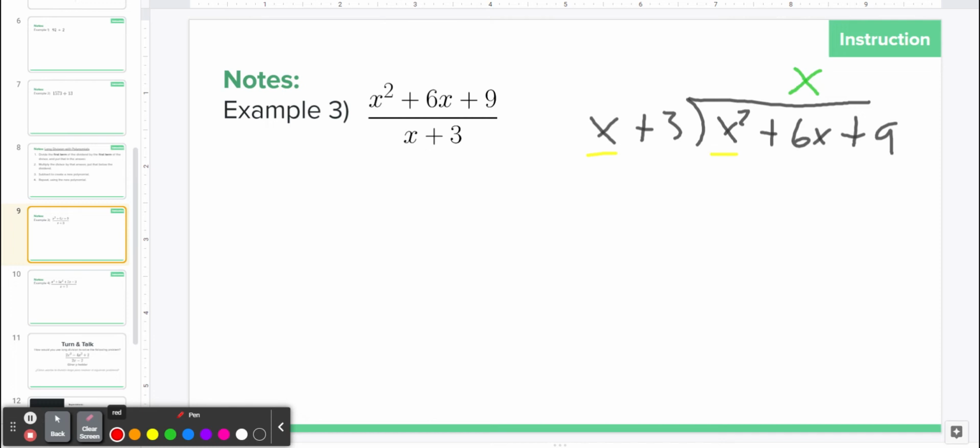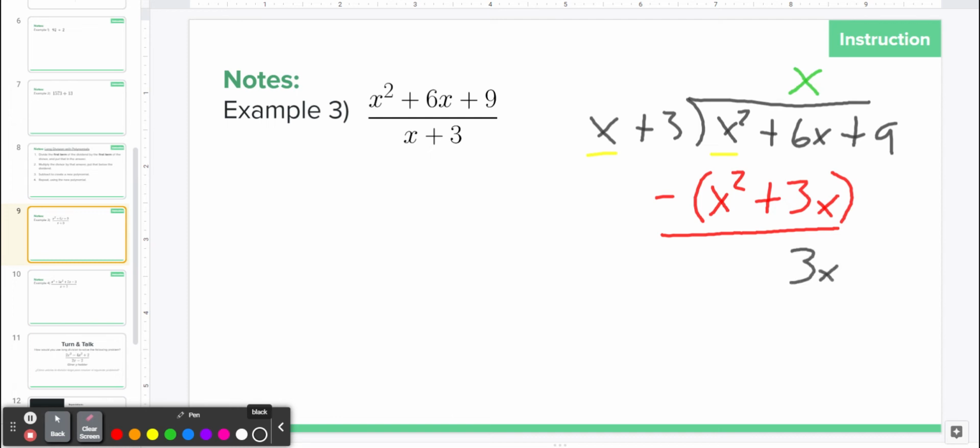If we do x times x plus 3, we'll get x squared plus 3x. Okay, and we're going to subtract that whole thing from our original dividend to see how much we have left. If we subtract x squared from x squared, we'll have 0. If we subtract 3x from 6x, we'll have 3x left over.